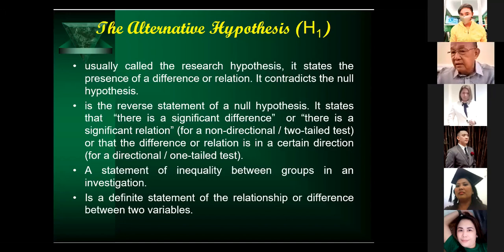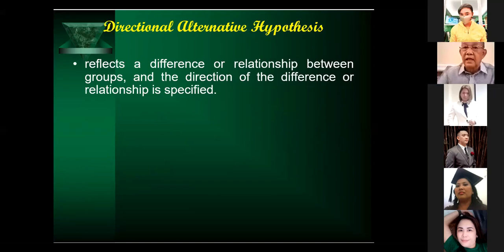Who decides on the tone of relationship or difference? The researcher himself or herself, based on his personal experience, his observation, or based on literature. Tingnan nga natin ang examples. Ito, directional hypothesis. Meron tayong tinatawag sa statistics na one-tailed hypothesis. The hypothesis is one-tailed or directional if there is a predicted direction of change. No? It reflects a difference or relationship between groups, and the direction of the difference is specified.